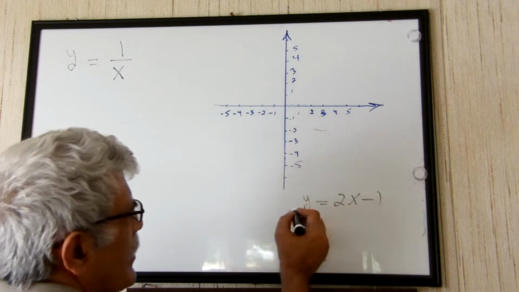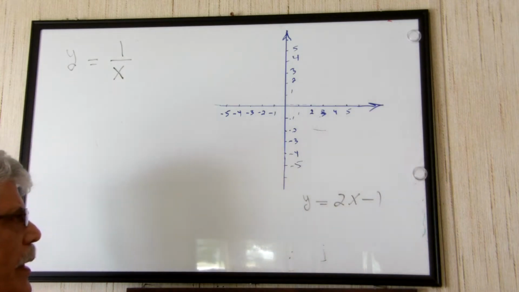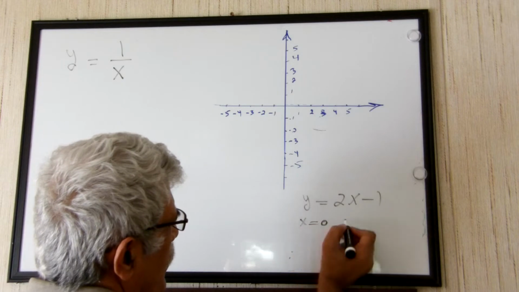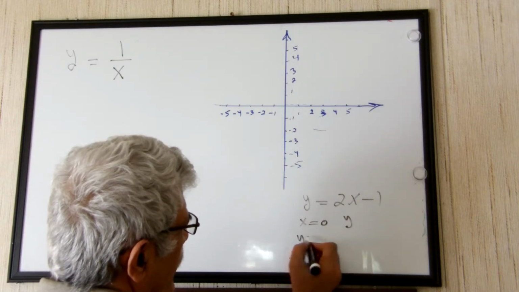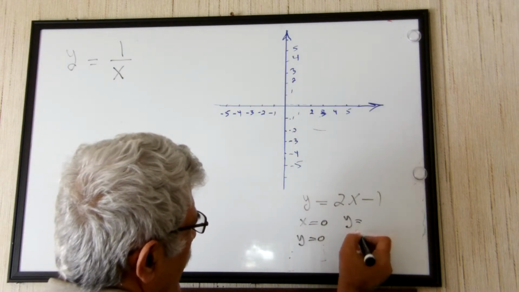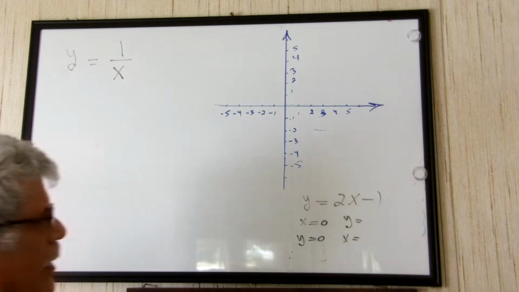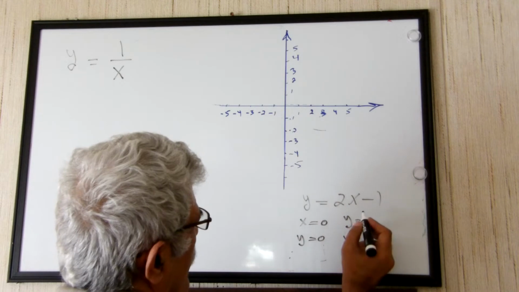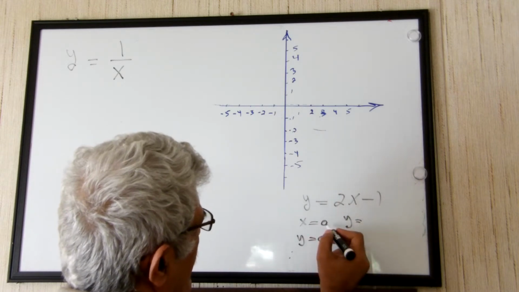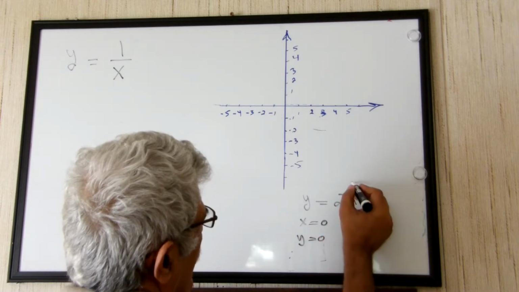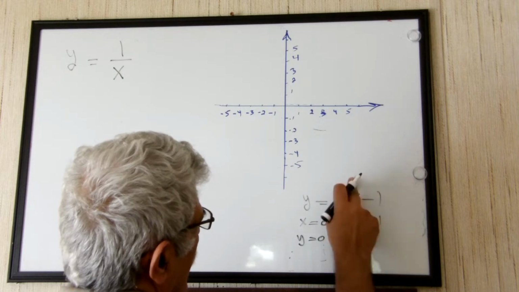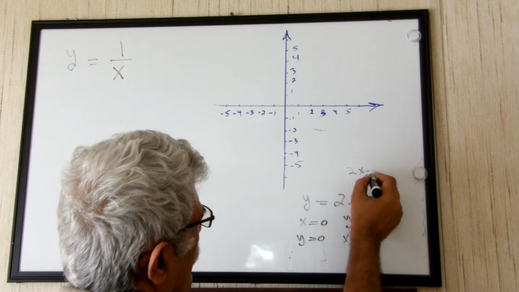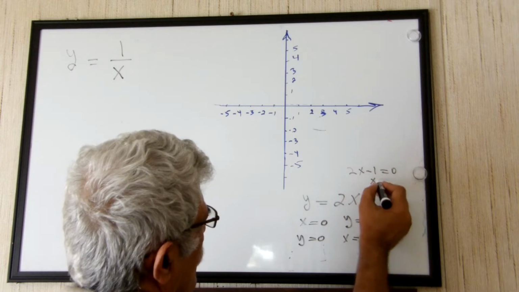You give a value to x to find y, or one time x is equal to 0, you find y, or if y is equal to 0, you find x. You know, and then you find 2 points. Let's just do an example. If x is equal to 0, y is going to be minus 1. If y is equal to 0, 2x minus 1 is equal to 0, x is equal to 1 over 2.